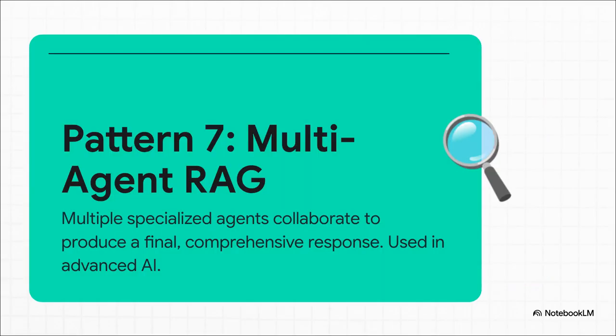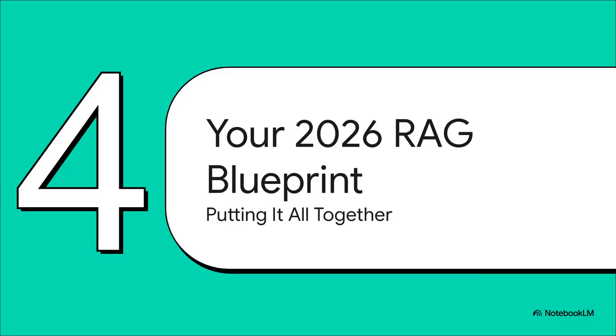And finally, we've reached the pinnacle, pattern 7. Multi-agent RAG. Look, if a single agent is like a smart worker, this is like a whole team of expert specialists. You might have one agent that's an expert researcher, another one that critiques the initial findings for accuracy, and then a third that synthesizes everything into a polished final response. This is how you build self-correcting, truly autonomous systems. So, we've gone from a super simple, naive pipeline all the way to a collaborative team of AI agents.